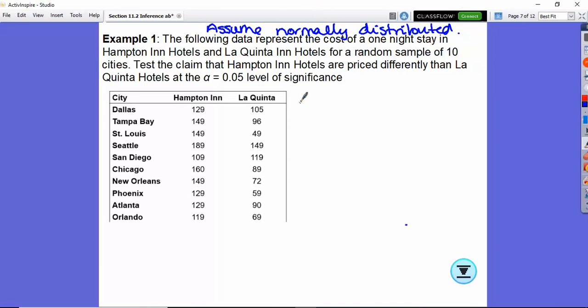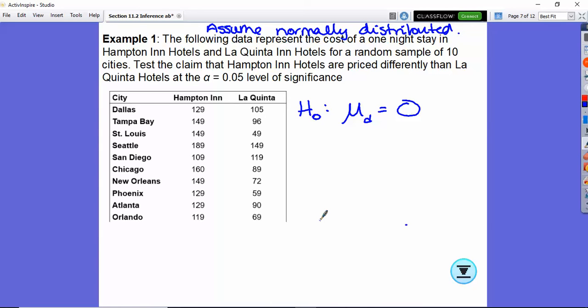Okay, so my null hypothesis is assuming that there is no difference between these things. So that would be that the mean of the difference is equal to 0. And with this matched pairs, that will always be the case. It'll always be the difference equal to 0. You're assuming there is no difference to start with.